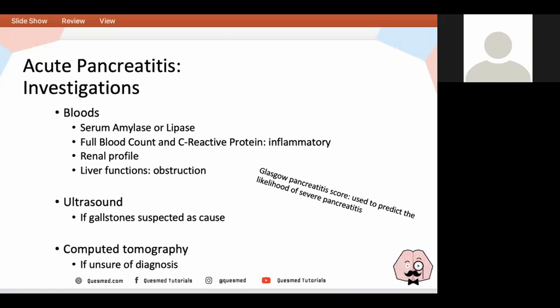Ultrasound is most commonly performed as one of your first line imaging investigations to confirm your diagnosis. So it's cheap, it's readily available, and it can be used in men and women with no risks of radiation. CT is generally not performed as soon as the patient is admitted, unless the diagnosis is unclear. So CT scan is much more useful after 24 to 48 hours into the presentation, because at that point it can be used to identify local complications of your acute pancreatitis. So for example, pancreatic necrosis or formation of collections.